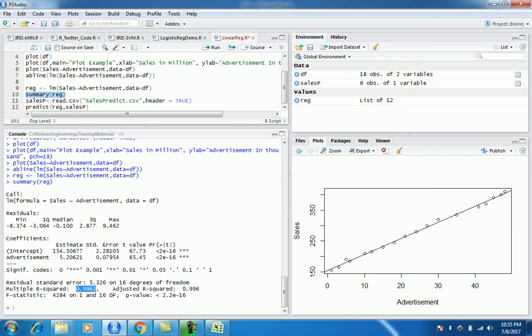That is, given the advertisement data, we are able to understand or infer the sales with an efficiency of 99.6%, and there is some part of the data which is not explainable, that would be about 0.4%. And the next important part is the adjusted R square. This is a really important one.